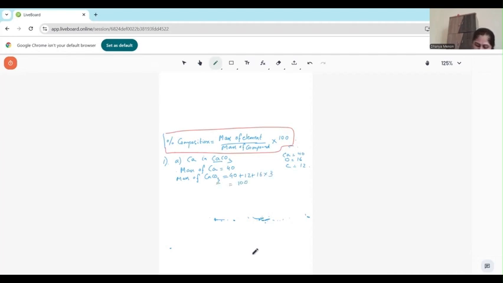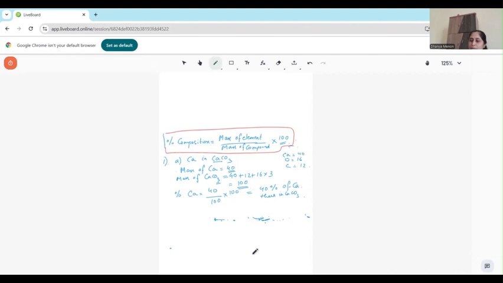चलो percentage composition of calcium. How much is the mass of the element? 40 over. How much is the mass of the compound? 100 times 100. Percentage का जो हम लोग डालते हैं. Okay. So, which is equal to how much? 40% of calcium is there in calcium carbonate. Okay. So, this is how you find out the percentage of a certain element in a compound.